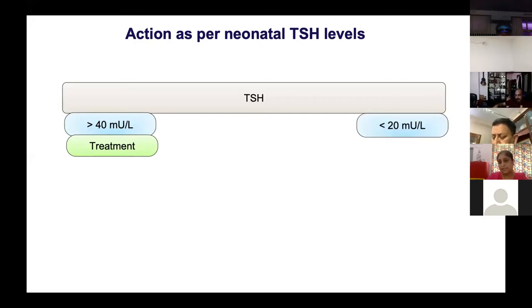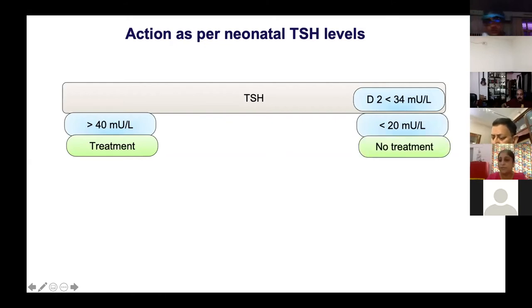If the levels are less than 20, this is beyond 72 hours of age. If the child is younger than that, then you have to go for higher cutoff levels, which is more than 34. So in a baby who is less than 72 hours, the cutoff is more than 34, and in a baby above 3 days of life, the cutoff is more than 20. Less than 20, you don't have to treat. Above that, you have to assess accordingly. If the levels are borderline, between 20 and 40, it needs assessment. Above 40, you have to start the treatment. Less than 20, treatment is not required.